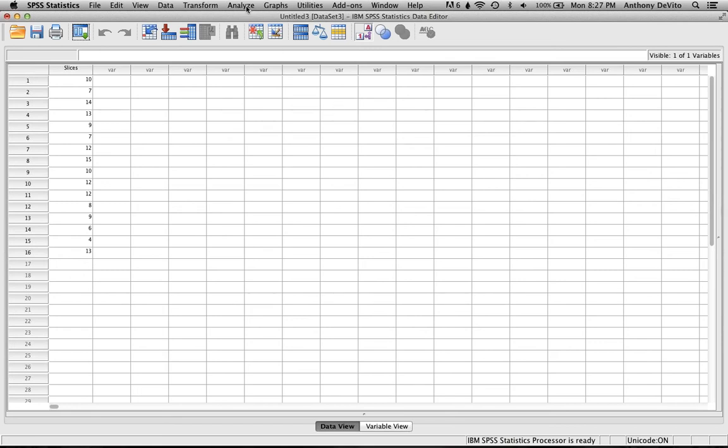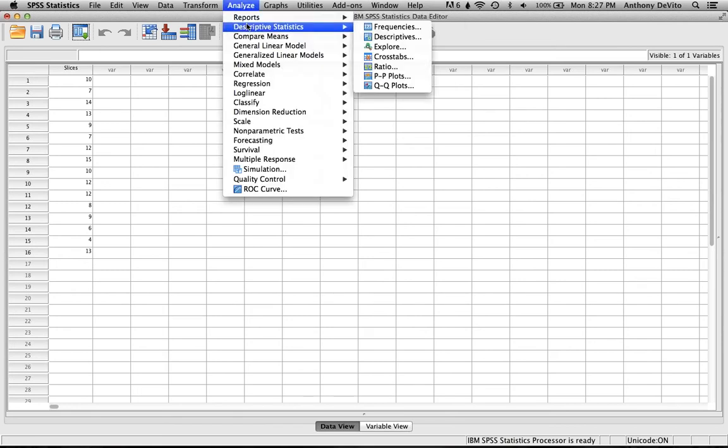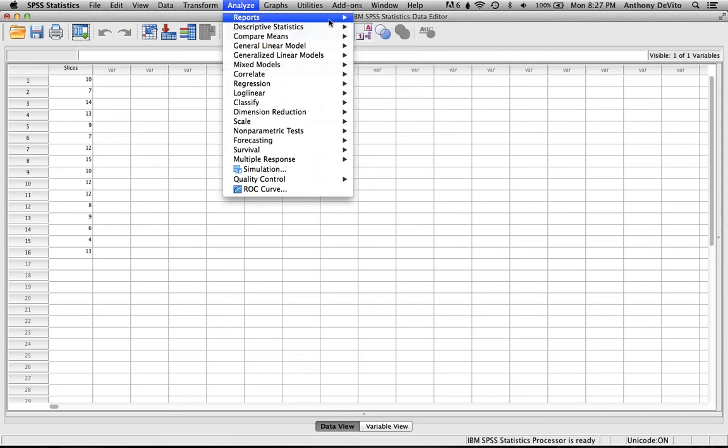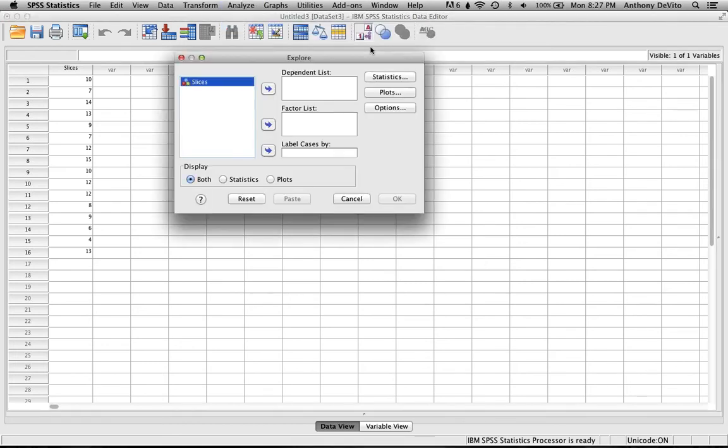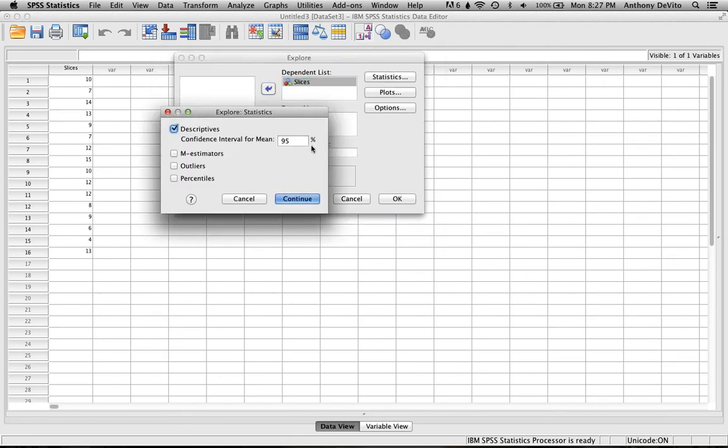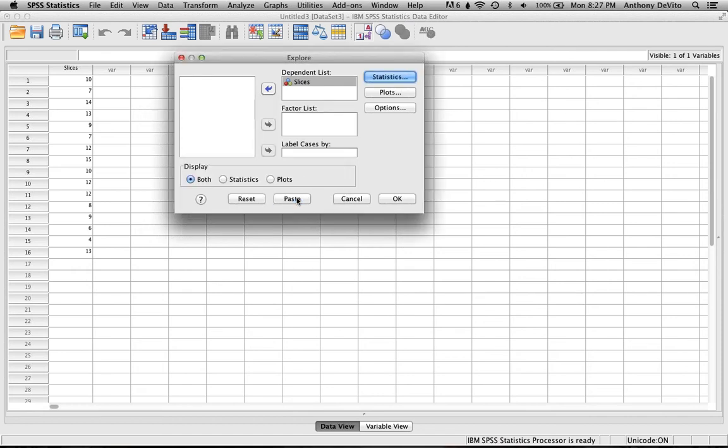So now I'm going to go up to Analyze, Descriptive Statistics. I'm going to go all the way down to Explore because I could go into descriptives, but Explore gives me more information. Explore. I only have one variable, slices. So I'm going to move that into my dependent list. I'm going to click Statistics just to make sure it's set to calculate the descriptive statistics and the confidence interval for the mean, 95% confidence interval. I'm going to say Continue, and I'm going to say OK.